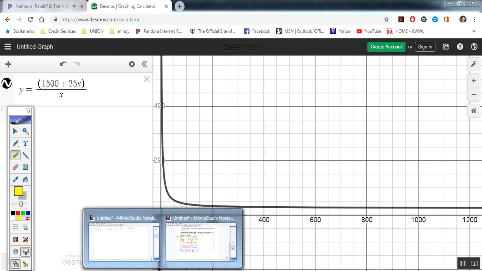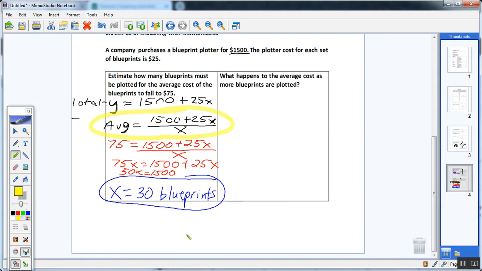Help me out, kids. What am I going to write here? It says, what happens to the average cost as more blueprints are printed? Okay, so put it in words for me: as this, then this. They want to know what happens to the average cost as what? As more blueprints.